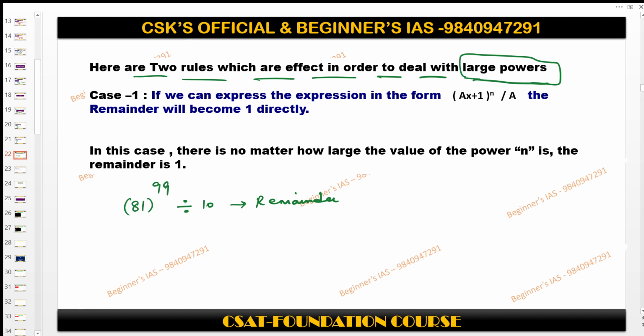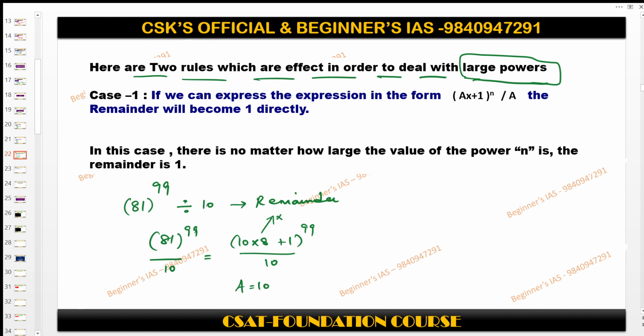So here, 81 to the power 99 by 10. Check whether this can be written in the form of (ax plus 1) to the power n, divided by a. This can be written as (10 into 8 plus 1) to the power 99 by 10. Yes, this can be written. In this case a is 10, ax is this, and n is 99, divisible by 10.